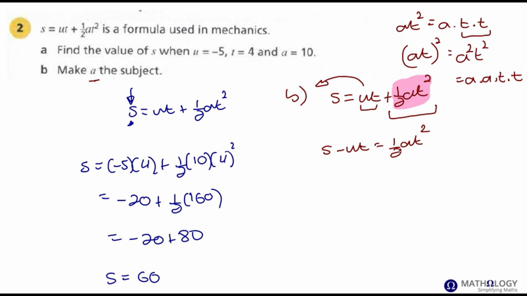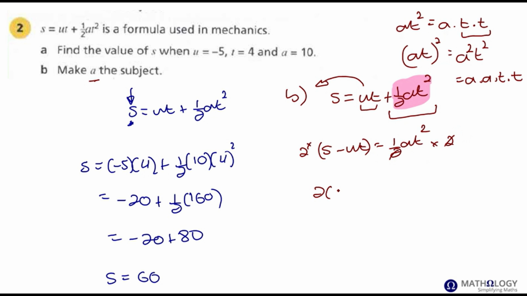Now, because we have a half multiplied by a multiplied by t squared, let's get rid of the half first. Now, because 2 is a denominator, we have division by 2. To reverse division, we multiply. So we're going to multiply both sides by 2. And just be careful here, we're going to use brackets because it's 2 times s and 2 times minus ut. So we might as well just put 2 times bracket s minus ut. Okay, so on the right, those 2's will cancel. That was the whole reason of multiplying by 2.